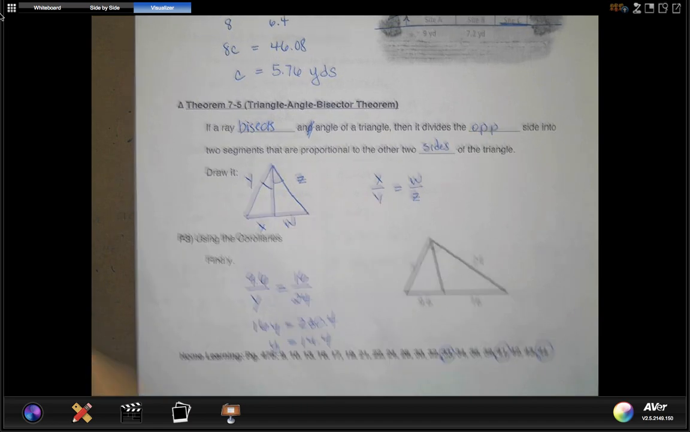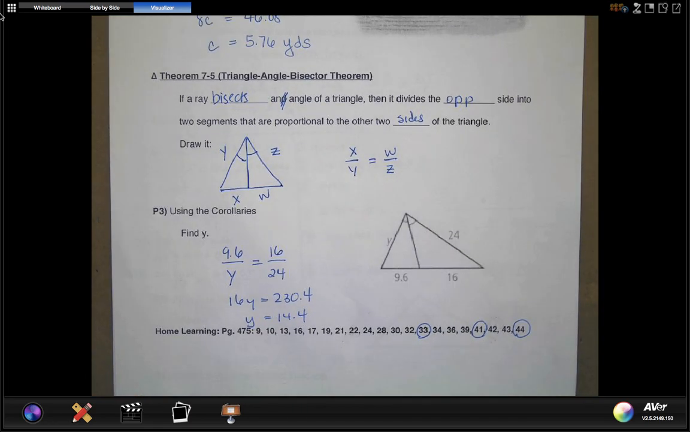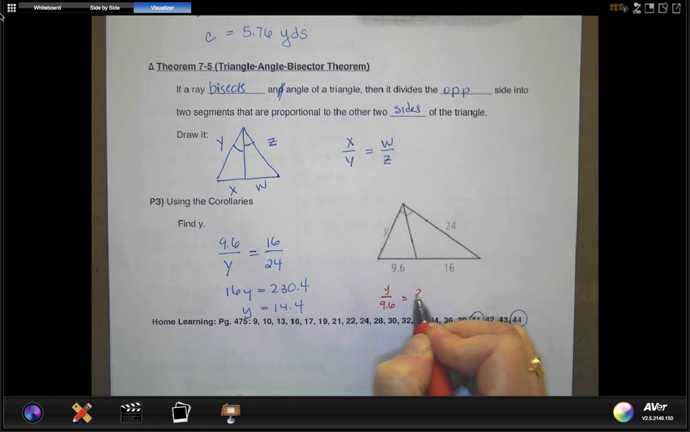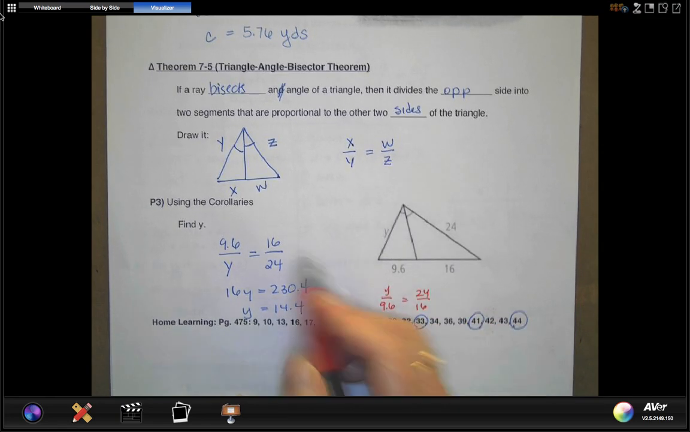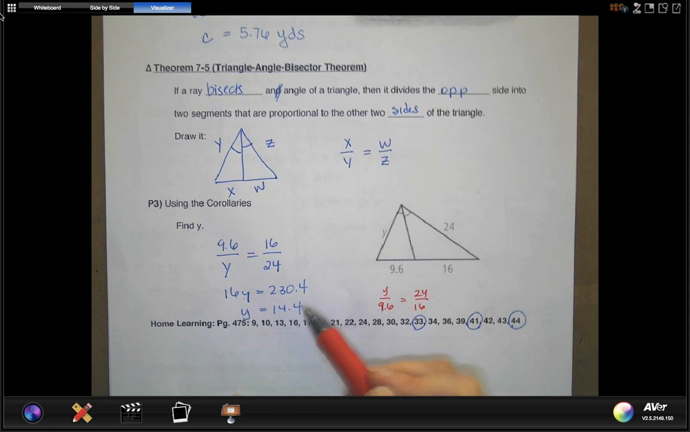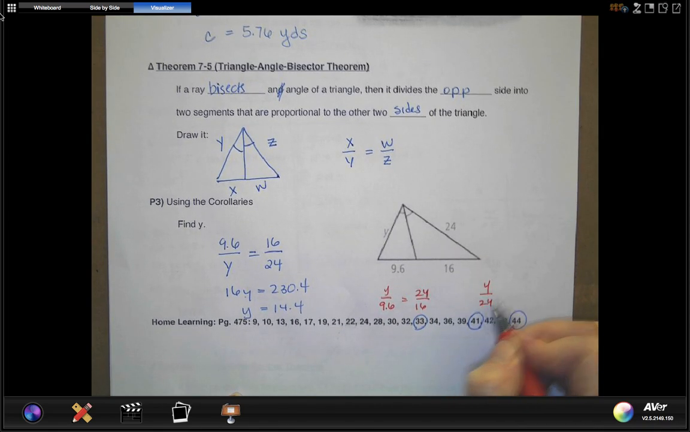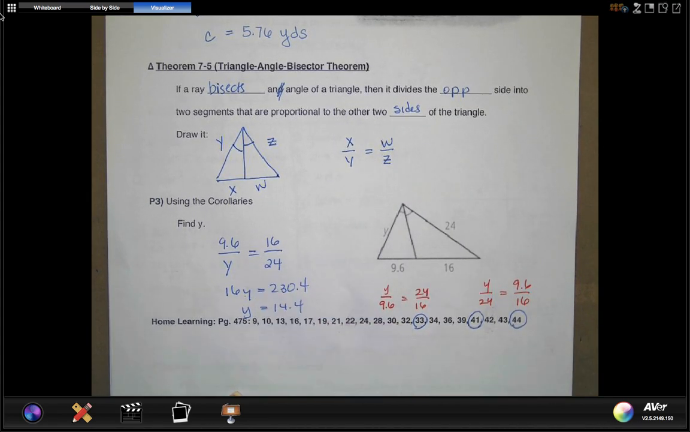But you need to realize that you could set this up like y over 9.6 is equal to 24 over 16, because if I cross multiply, I'm still going to get the same outcome I had here. You could do y over 24 is equal to 9.6 over 16. Again, I cross multiply, I'm still going to get the same outcome.